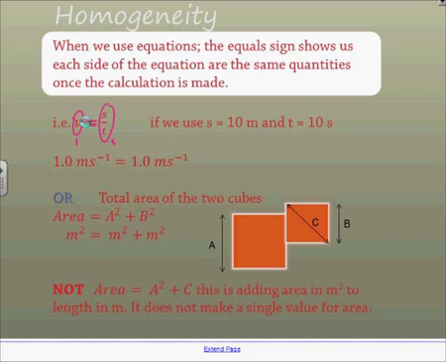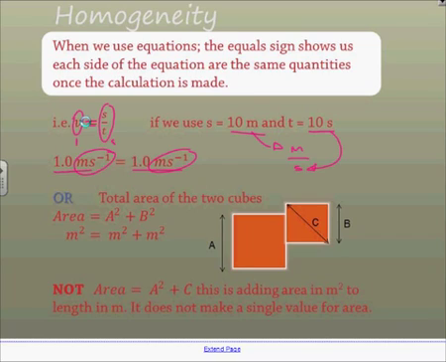So that means if the units on both sides of the equal sign are the same, then we can say that the equation will work. In this case, if we put in 10 meters and 10 seconds into the equation, we get 1 meter per second, and on this side we also get 1 meter per second. So because of those units, they both have the same meaning. We're dividing meters by seconds.